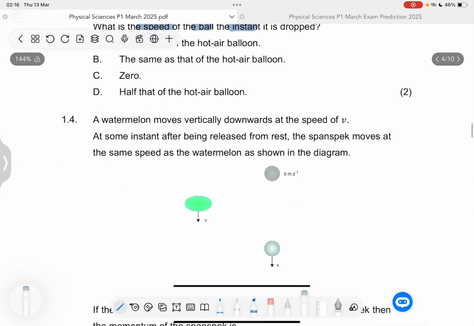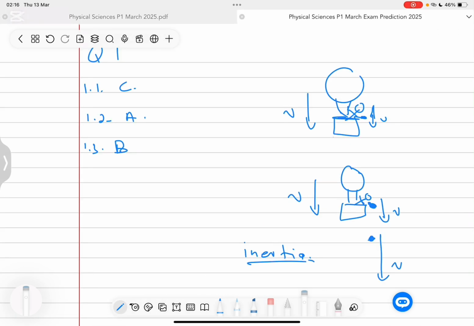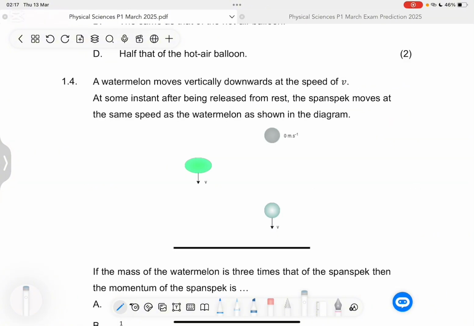Now we can move to question 1.4, which says that a watermelon moves vertically downwards at the speed of v. At some instant after being released from rest, the spanspeck moves at the same speed as the watermelon, as shown in the diagram.